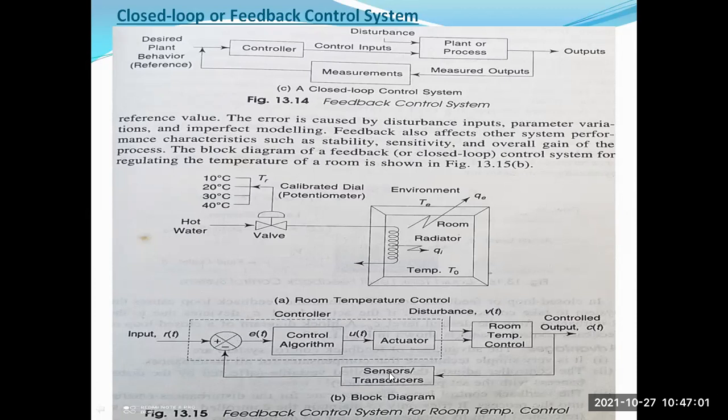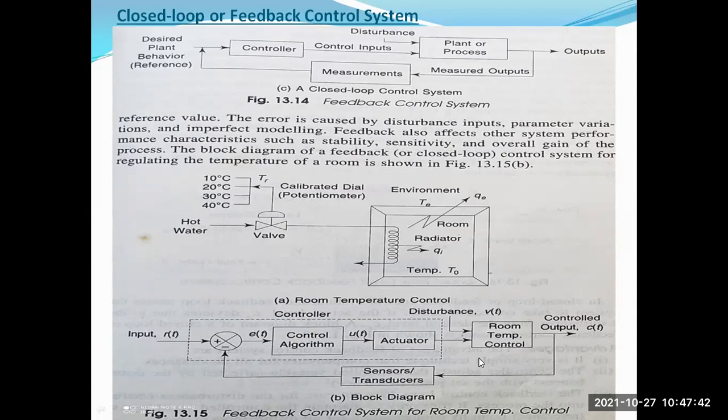So this sensor or transducer part senses the room temperature, and this room temperature is detected. Then it checks whether this detected temperature, that is the output temperature, is the same as the given set point or not. So this is basically the work done by this feedback loop. This is an example of a feedback control system, the room temperature control system. Is it clear to all of you? Yes, sir.